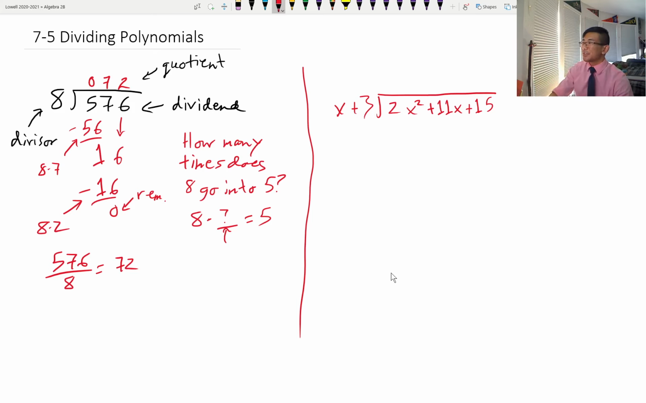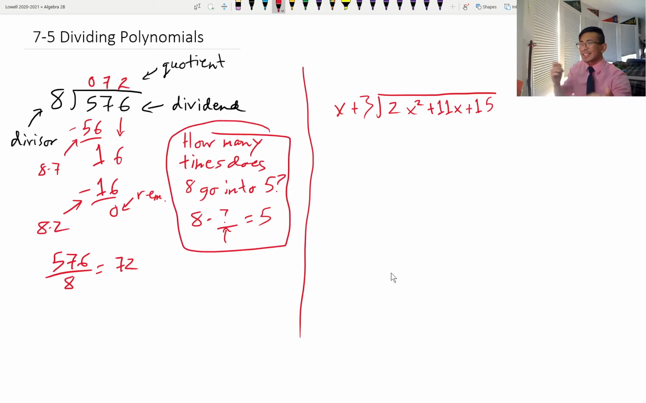Okay, so just like before, we asked ourselves, how many times does 8 go into 5? And by the way, the process is not going to be exactly the same. It's going to be slightly different, but we should hopefully see the similarities and the parallels between the two methods. How many times does 8 go into 15, or go into 5? And so our similar question is going to be, let's go over here.